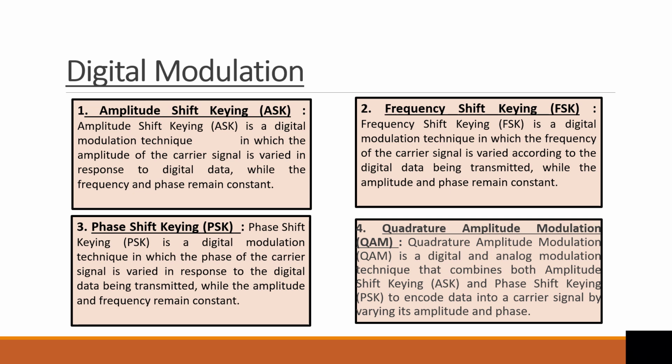And number 4, quadrature amplitude modulation, QAM. Quadrature amplitude modulation, QAM, is a digital and analog modulation technique that combines both amplitude shift keying, ASK, and phase shift keying, PSK, to encode data into a carrier signal by varying its amplitude and phase.